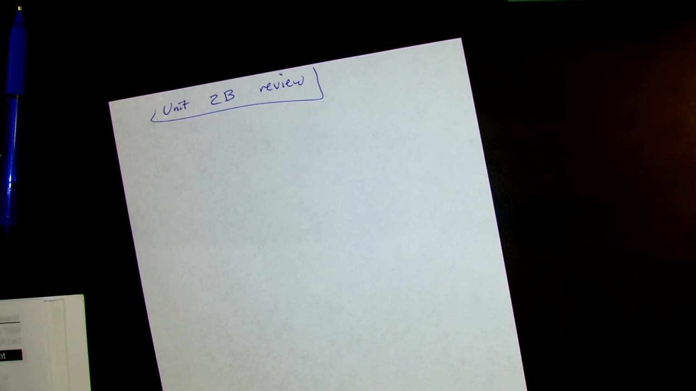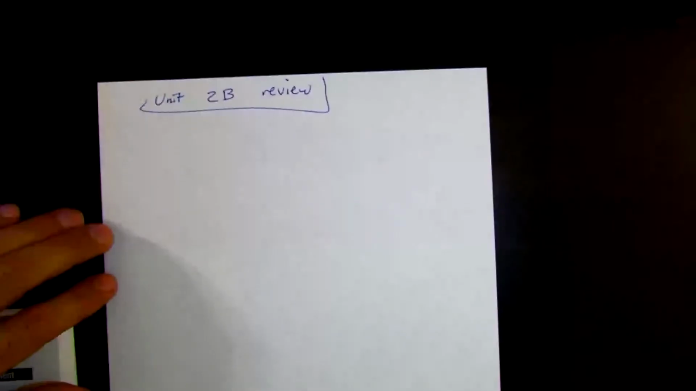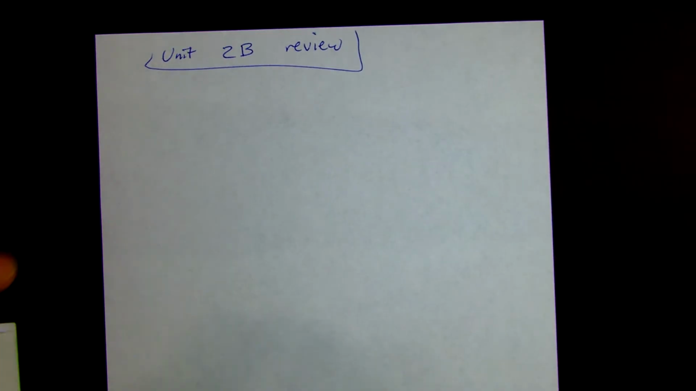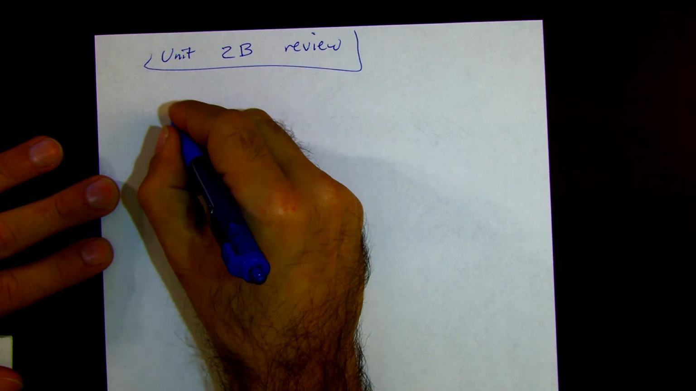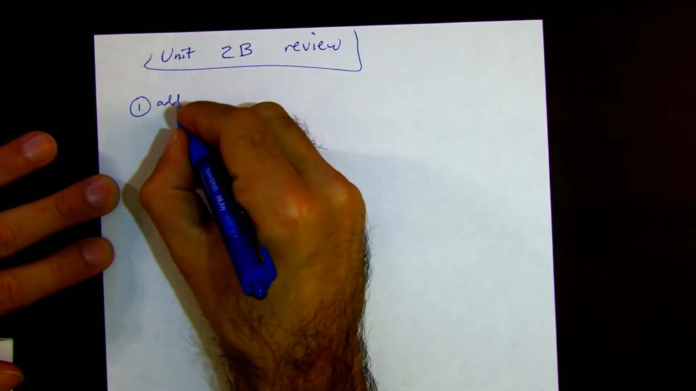All right, guys. We have the Unit 2B review. These are going to be 5 questions, basically breaking down what is going to be on the quiz, which we'll have in place of a final. Okay. So let's look at this. We're going to have a question like this where we're asked to add rationals.